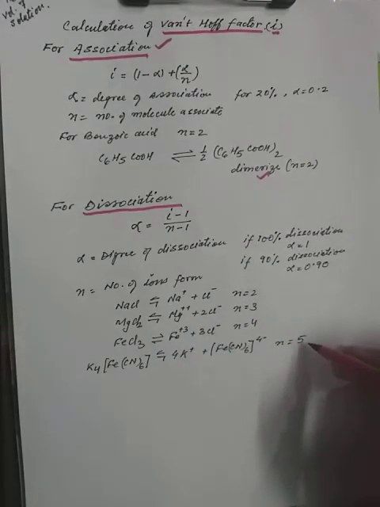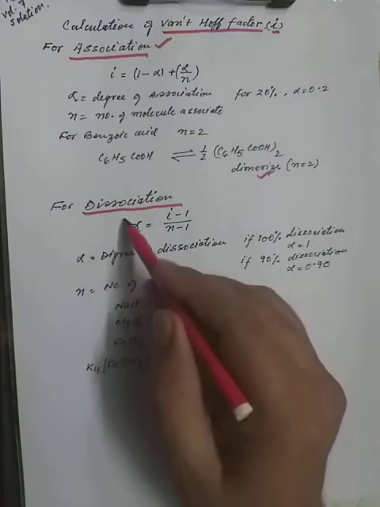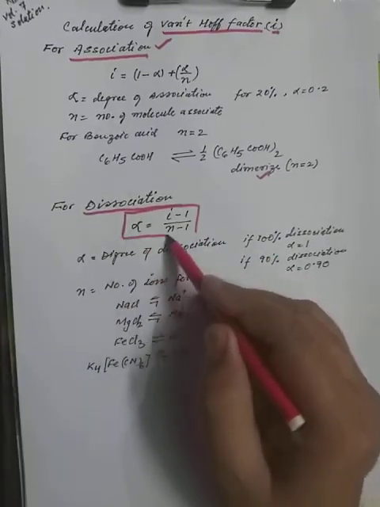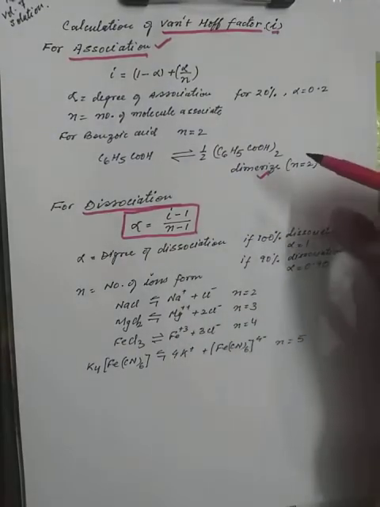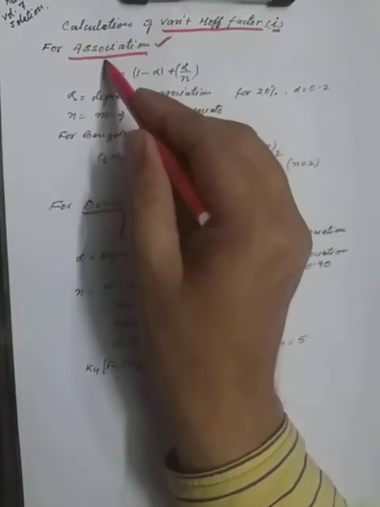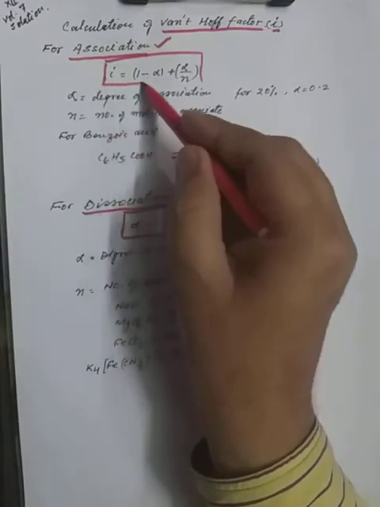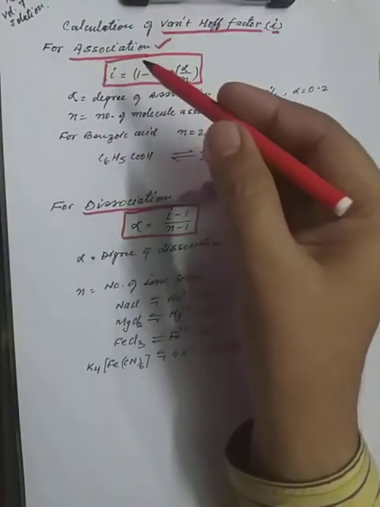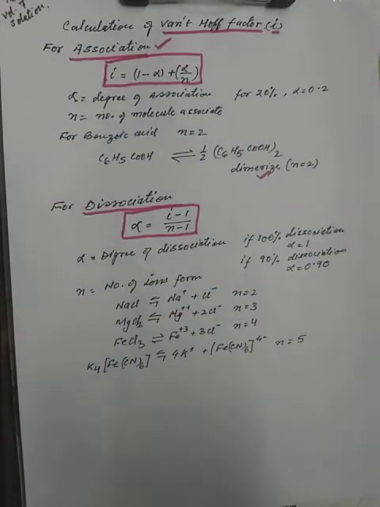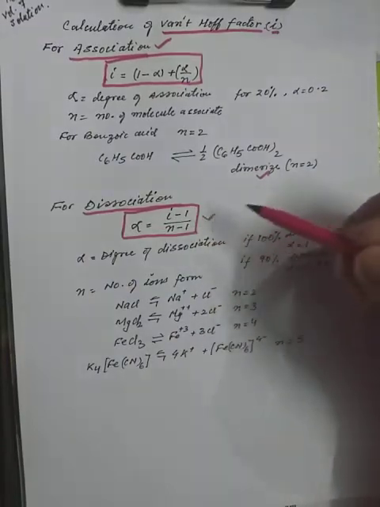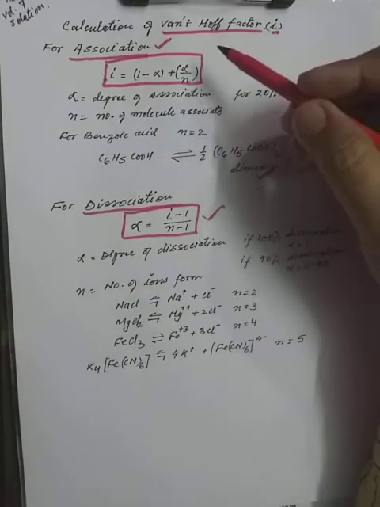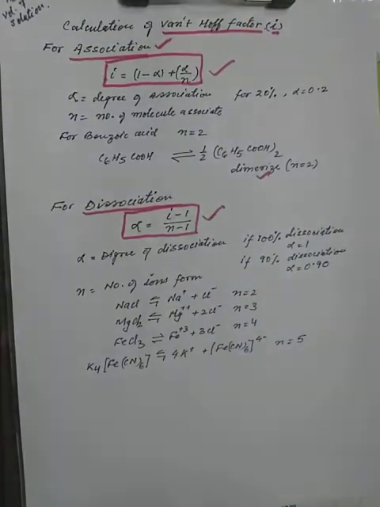If you put the value of n and alpha into this formula, you will get the value of i, right? Here, for association, in the numerical it will be mentioned what molecule of non-electrolyte solute we are going to add into the volatile solvent. If it dissociates, then this formula will be used to get the value of i, or if it associates, then this formula will be used.